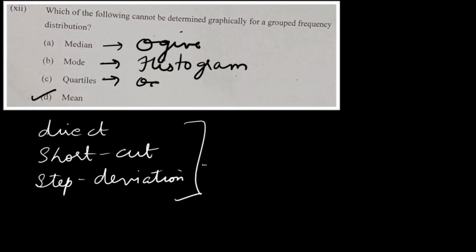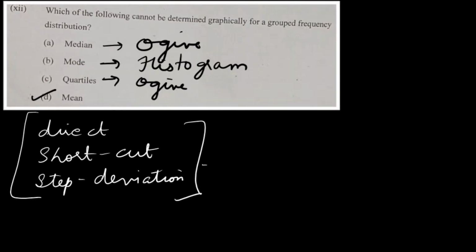Because three methods we have learned: direct method, then shortcut method, and step deviation method. So these methods we use to find the mean. So mean cannot be determined graphically, because for median we use the ogive graph, and for mode we use the histogram. And the same for quartiles also, we use the ogive graph. But for mean we use three methods, so graphically we can't determine mean. Okay, so it's done. Let's do the next question.